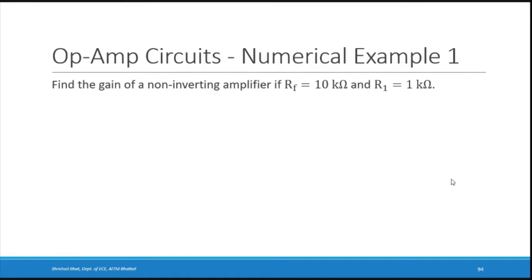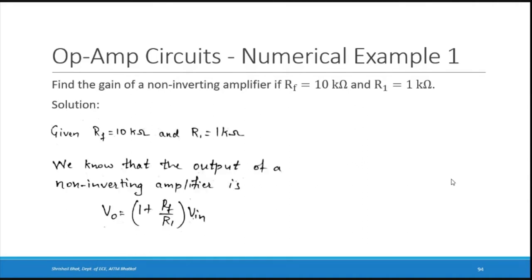Here, you are asked to find the gain of a non-inverting amplifier if RF is equal to 10 kilo ohms and R1 is equal to 1 kilo ohm. So these are the things given. It is a non-inverting amplifier, and you have been given the values of RF and R1. You have to find the gain. First write the given things, RF and R1, that is 10K and 1K respectively.